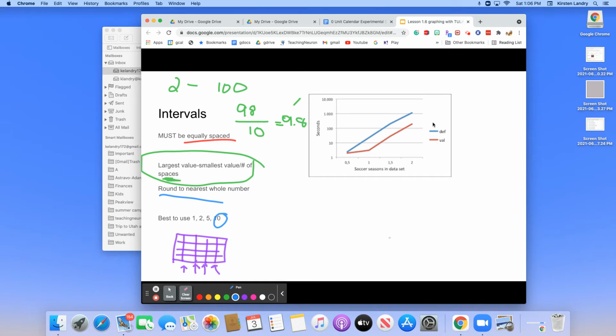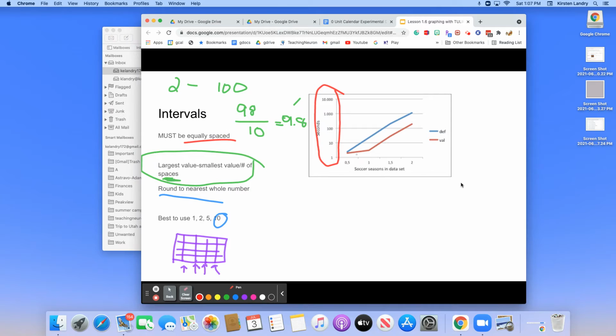So if we look at this first one up here, whoops, I don't know what is going on with my computer. Okay, first of all, there's no title. That's horrible. But let's take a look at soccer seasons. And notice it goes 0.5, 1, 1.5, 2. So this one has every 0.5, but I want you to take a look at the y-axis. What do you think is wrong with this y-axis? I want you to pause the video and answer the question in your journal or in Edpuzzle or both.